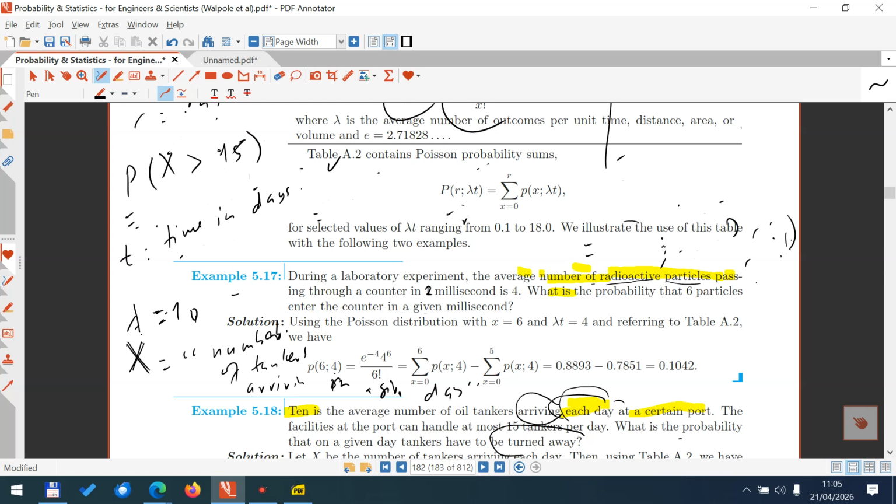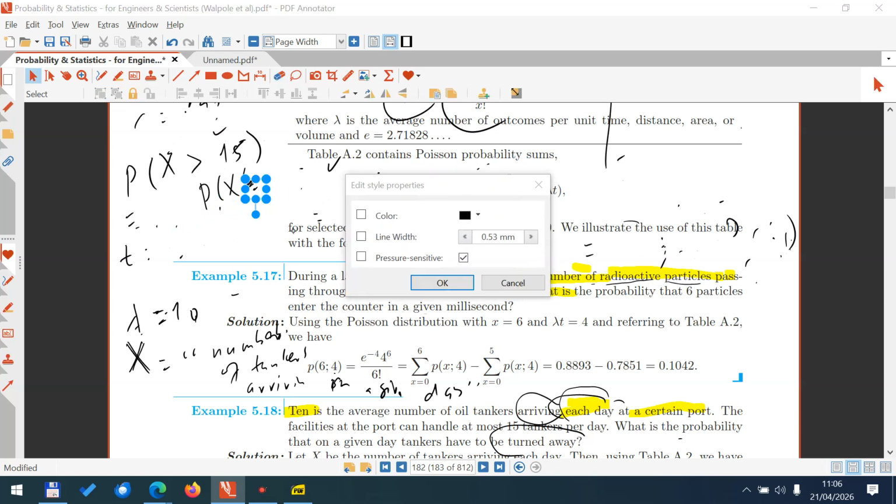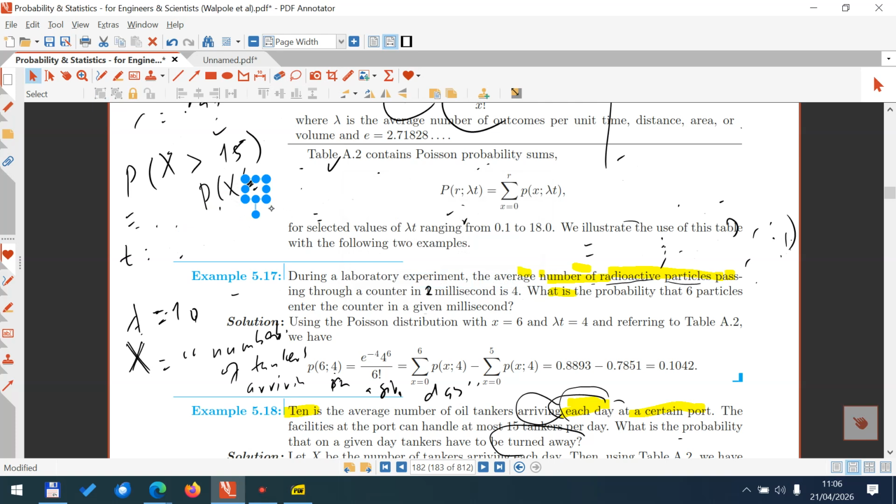So now, how do I make sure that I use the table? The table is not in that form. So I need to change this to the complement, and that is P of X less than or equal to, tell me, what is the complement of this? 14, right? 14, but that is the complement, so I have to subtract that from 1.